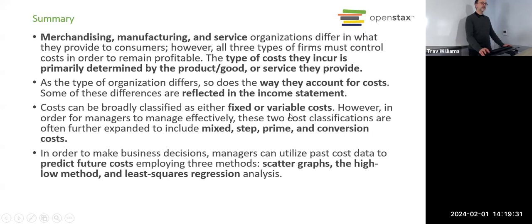We learned the difference between fixed and variable costs, and that total fixed costs stay the same regardless of production. Total variable costs vary based on production, right? We also learned about mixed costs, which are a combination of fixed and variable. Step costs, which are fixed costs that jump up at certain levels. And we learned about prime and conversion costs. What is the difference between prime costs and conversion costs?